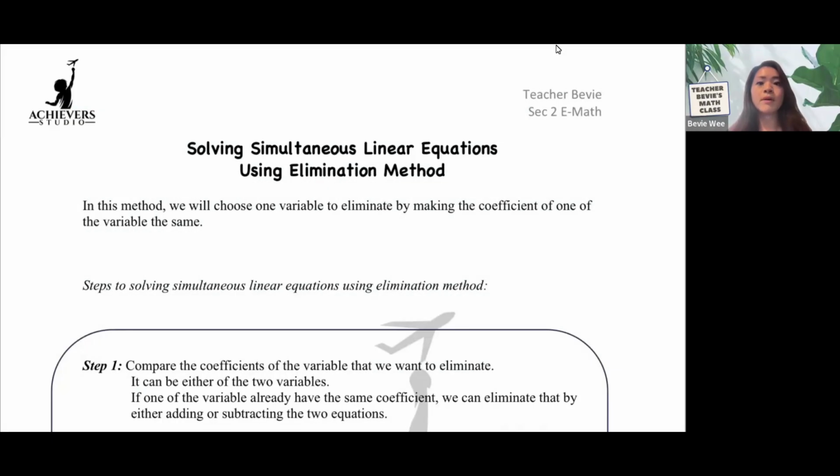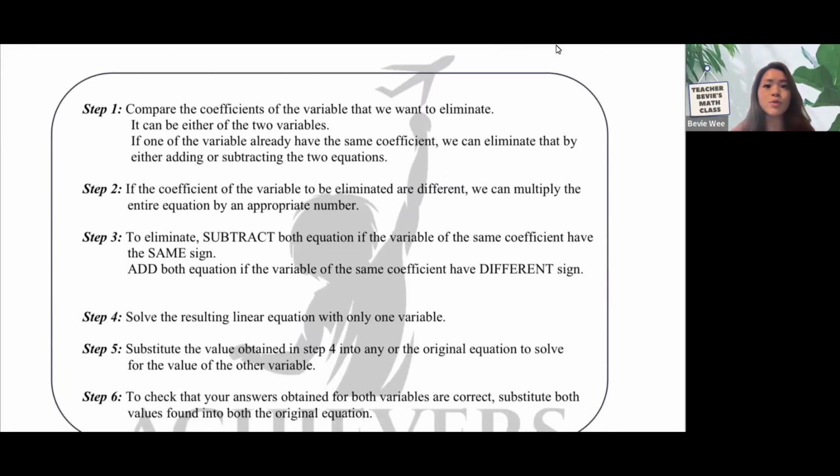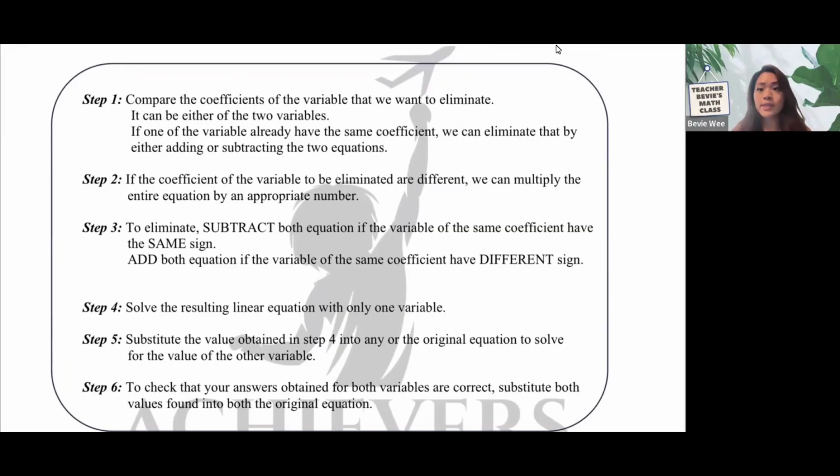To solve a pair of simultaneous linear equations using elimination method, we first have to choose one variable to eliminate by making the coefficient of one of the variables the same. Okay, so these are the steps to solving a pair of simultaneous linear equations using elimination method.